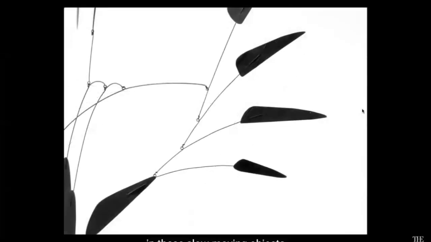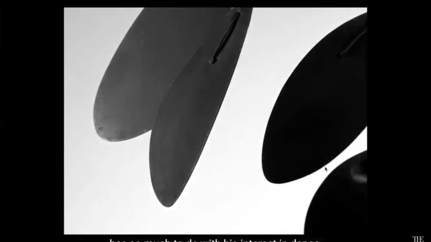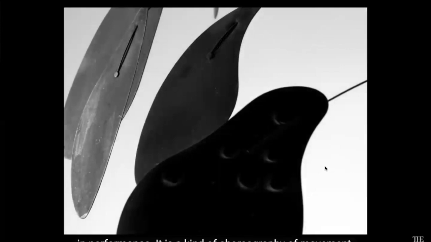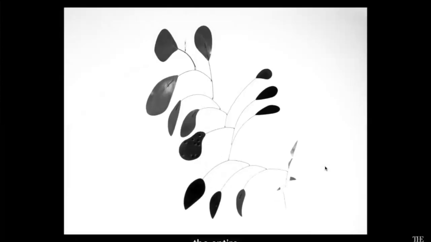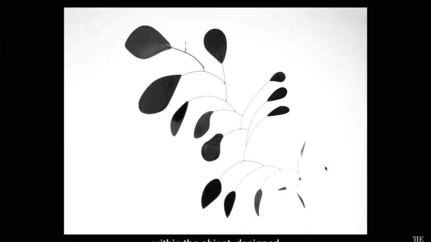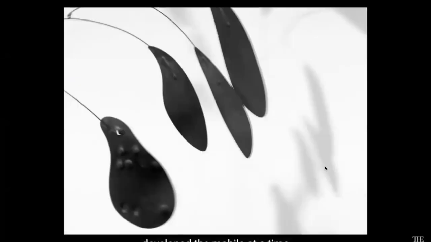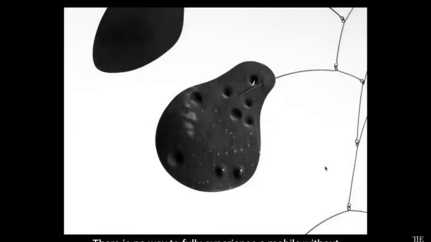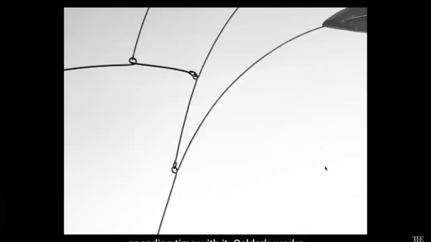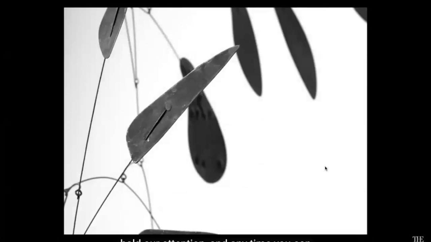This wonderful grace in these slow-moving objects has so much to do with his interest in dance, in performance. It is a kind of choreography of movement. There's big movement as the entire object spins, but then there are subsidiary movements within the object designed very carefully so that the elements do not touch one another. And the shadows become sort of a secondary work of art. Calder developed the mobile at a time when artists were interested in communicating the fast pace of modern life. I think the mobiles help to slow us down. We understand that they're turning, they're behaving, they're reacting. There is no way to fully experience a mobile without spending time with it. Calder's works hold our attention, and anytime you can step out of time with a great work of art is a gift from that artist.